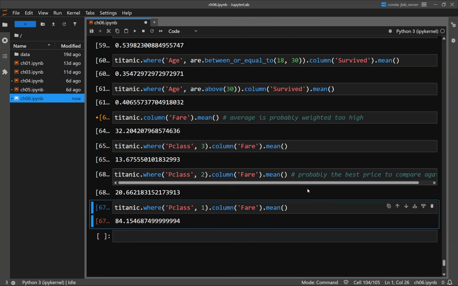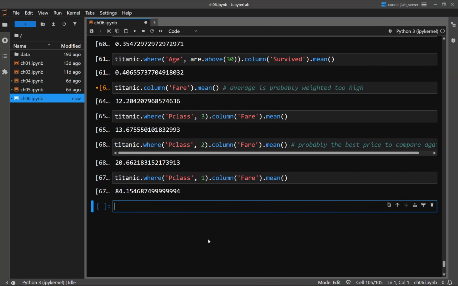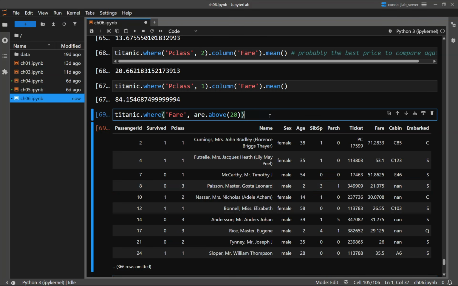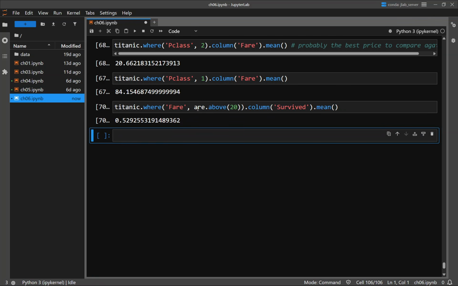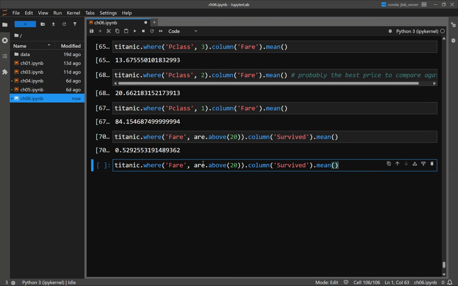Better than 30 at least. So that's my thought there. And yeah, so let's do that. So Titanic, where the fare values are above 20. People who paid a little bit more on their tickets. See, here are the more expensive tickets, the fare was above 20 pounds. Get the survived column, and then get the average. And this was the survival rate for people who spent more than the average second class fare on their tickets.